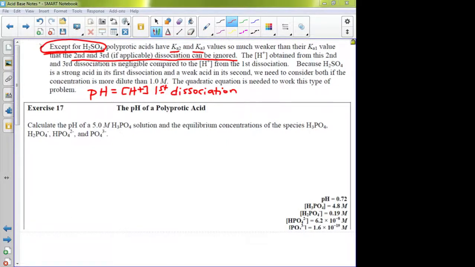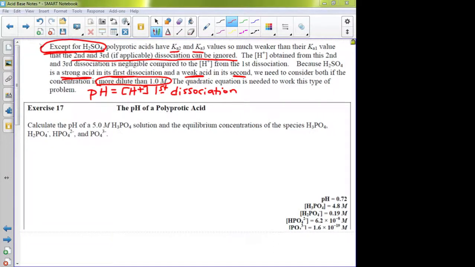Because here comes our exception: H2SO4 is a strong acid in the first dissociation, and a weak acid in the second, so we have to consider both of the concentrations of hydrogen. We can't just go with the first one. We have to consider both of them if the concentration is more dilute than 1 molar. Now, if it is 1 molar or greater, we can ignore the second one and just go with the first one. But if it's less than 1 molar, then we have to do it.